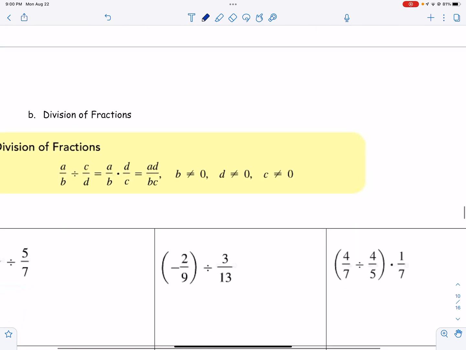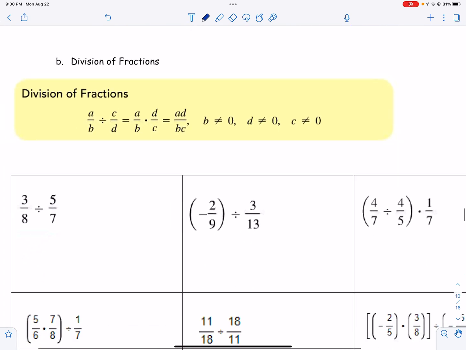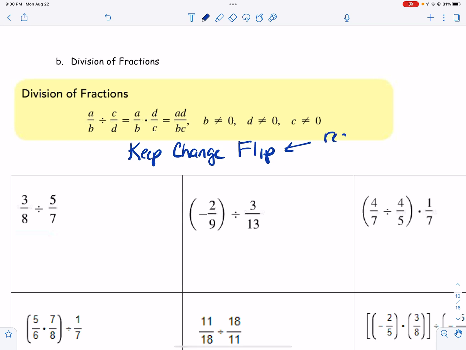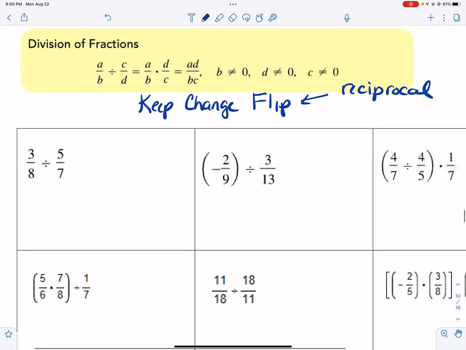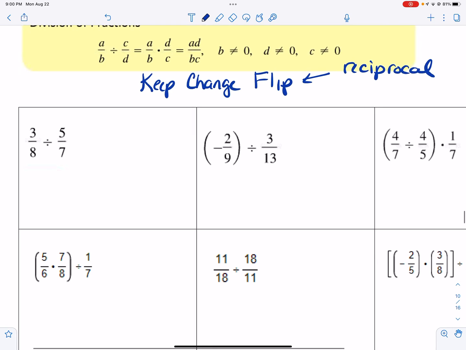Okay. Now, division of fractions, this is the shortcut. We always keep the first fraction, change the division to multiplication, and flip the second fraction over. And that flip is what we call a reciprocal, okay? So there is a lazy man way to do this, or you can rewrite the problem. If you're rewriting the problem, you would take 3/8, leave that fraction alone, change the division to multiplication, and then flip the second fraction over. And then it becomes a multiplication problem like we're familiar with.